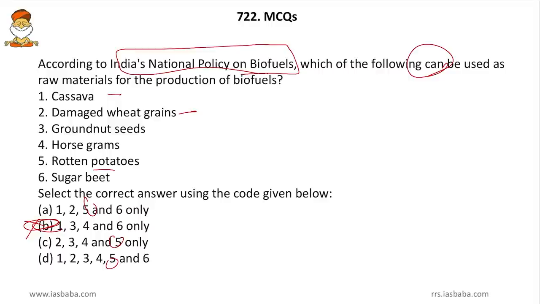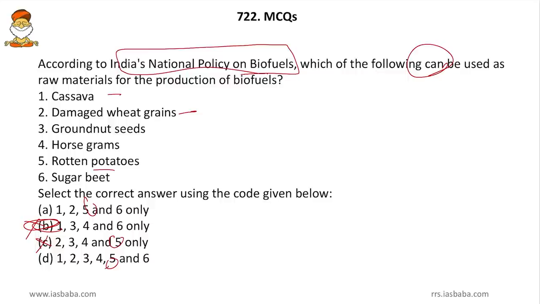Friends, we know that sugar cane is excessively produced in India and even today, ethanol blending via sugar beet is going on and we have read in NCERTs also. So friends, 6 has to be there and we will look into those options where 6 has to be there, and by that, this C gets eliminated and only 2 options are remaining. That is A and B, that is 1, 2, 5 and 6 and 1, 2, 3, 4, 5, 6.